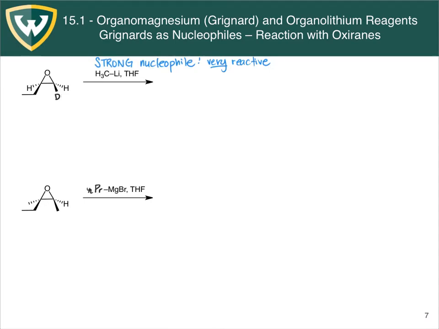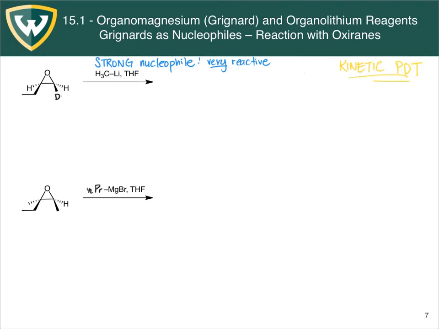So the first thing we need to remember is that Grignards and organolithium reagents are very strong nucleophiles. They really are not happy as this sort of anionic species. So what this means is that they're going to react similarly to how sodium hydroxide or other very strong nucleophiles you talked about in Organic 1 reacted with epoxides, which is to form the kinetic product.